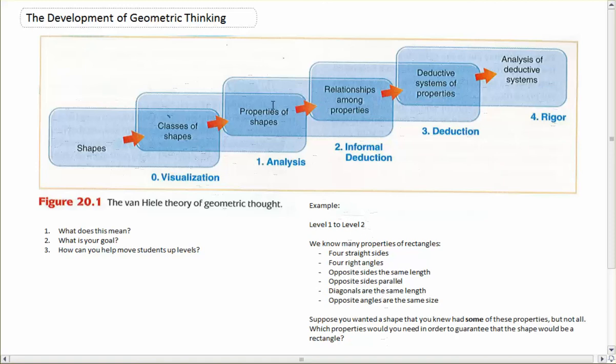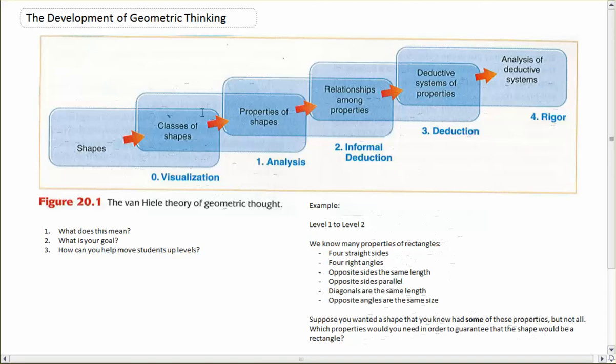Here's another type of activity to think about. If you've got kids at level 1 moving up to level 2, they know about properties of shapes, but they haven't coordinated those and thought about relationships. So you say, okay, we've looked at a lot of properties of this shape, rectangles, let's say. It's got all these different things that we know. Now you ask them to coordinate them. Suppose we want a shape that has some of those properties but not all. Which properties would you need in order to guarantee the shape would be a rectangle? They've got to start coordinating these.